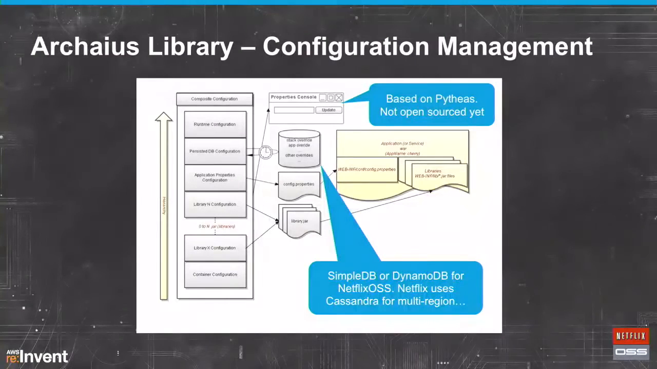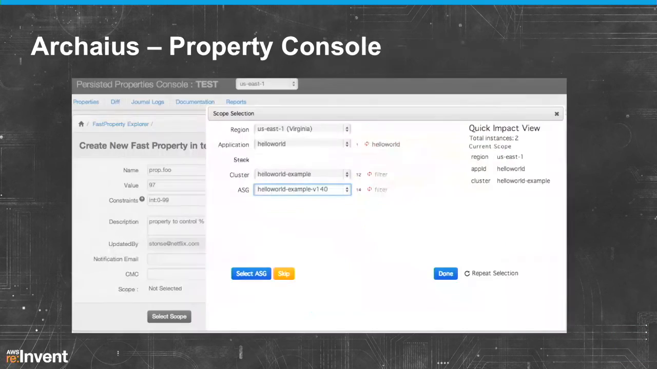It's based on this composite configuration. So there's layer after layer. You can put defaults in there, and the defaults stack up. And you've got runtime, there's persistence. The system we've got here, unfortunately, that console I showed you, we haven't actually got around to open sourcing it yet. But we'll get there. This is based on this Pytheas console building tool kit that we've got.